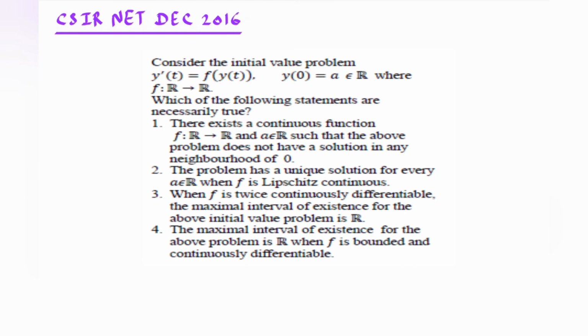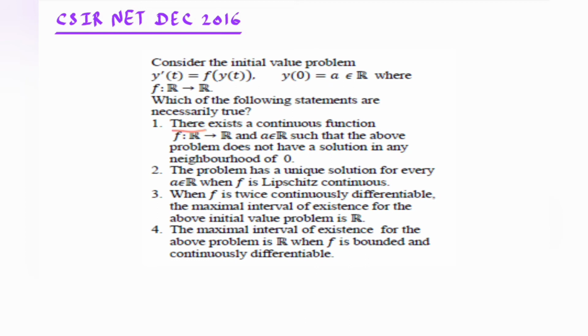Now we will use our previous discussion to answer a CSIR NET December 2016 problem, which states: in the initial value problem y'(t) = f(y(t)) subject to y(0) = a, where a belongs to R, and f is a function defined from R to R, we have to examine which option is true and which is not.